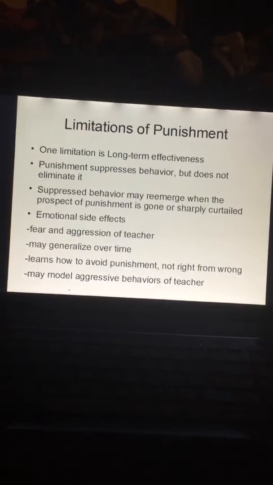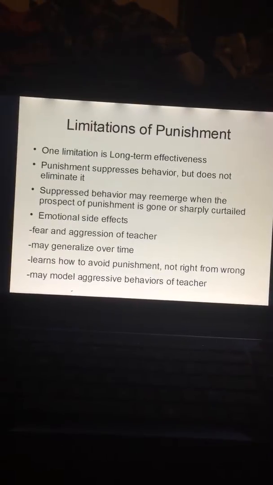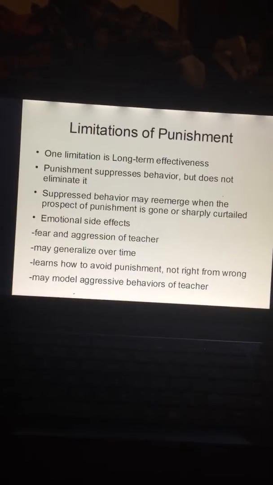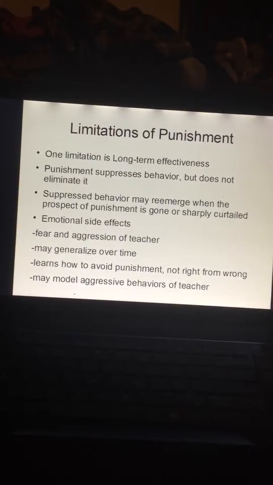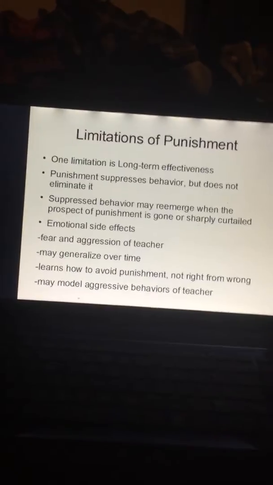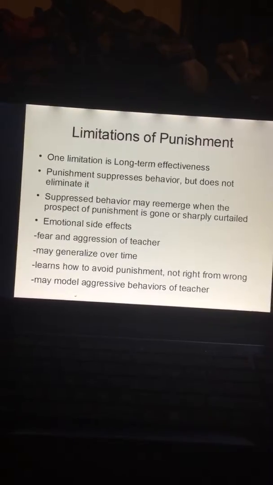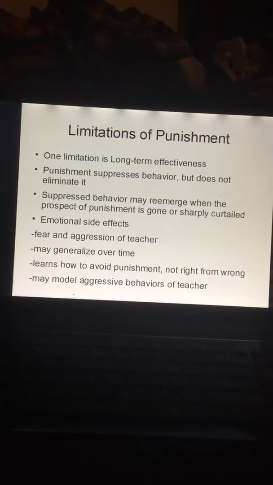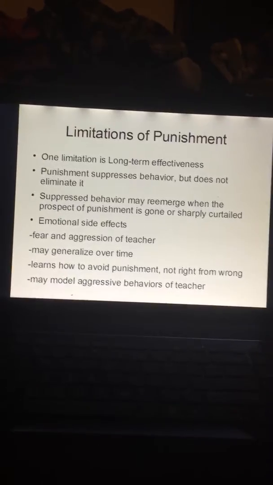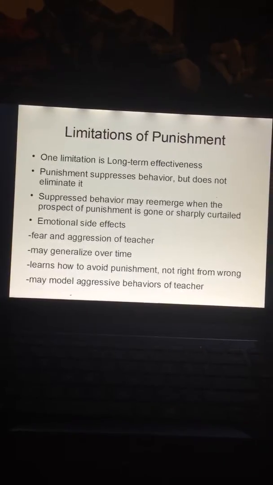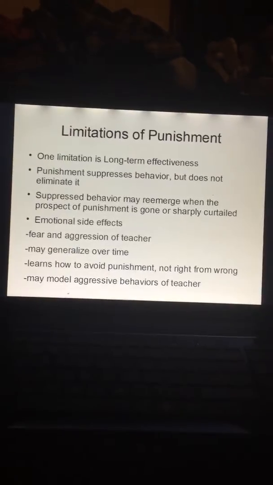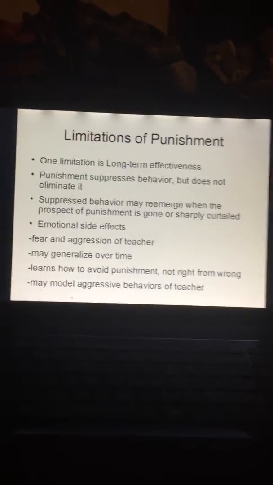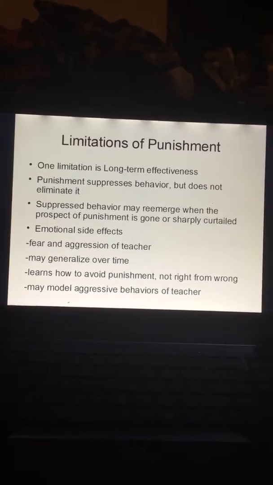Learn how to avoid punishment, but not necessarily right from wrong. There's people out there who don't know right from wrong. They simply learn how to avoid people hurting them, or learn to avoid other people noticing what they did. And if a punishment is too aggressive, you may model aggressive behaviors of the teacher. So sometimes you may not learn: you do something bad, you get something bad happening to you. Some people learn to hate their parents, or may fear or fight back against the person who is harming them.